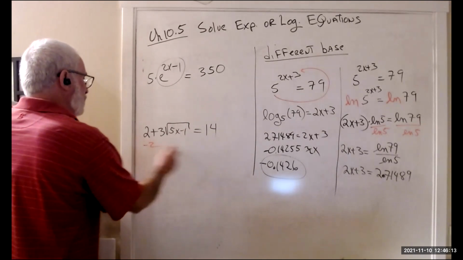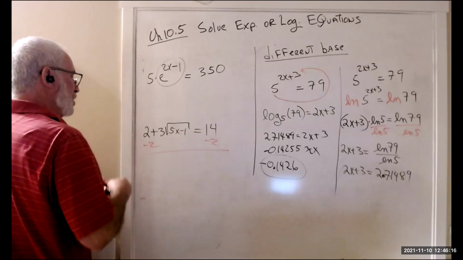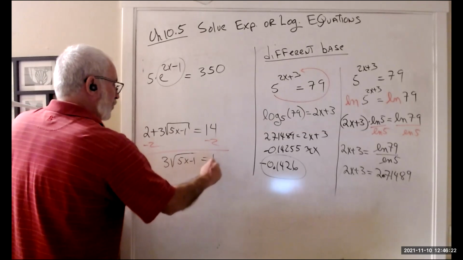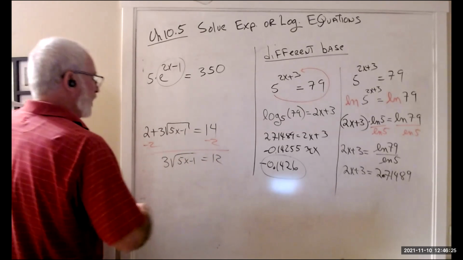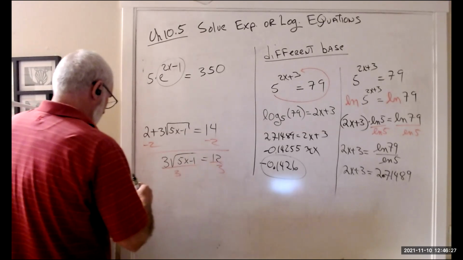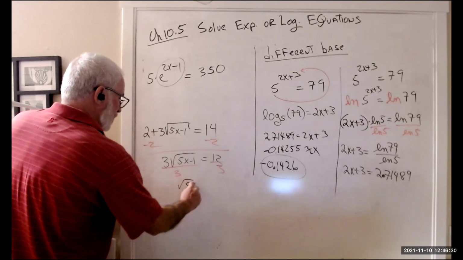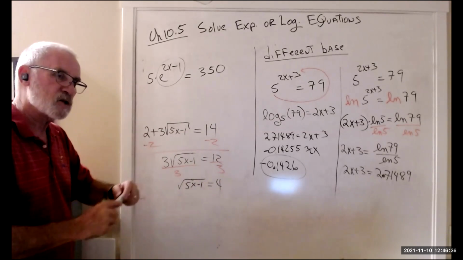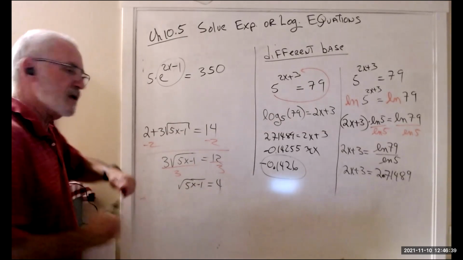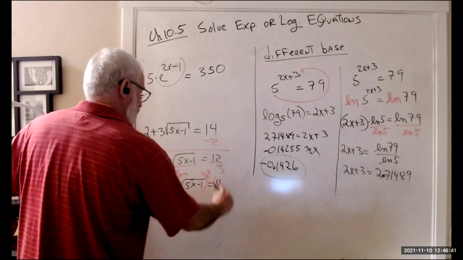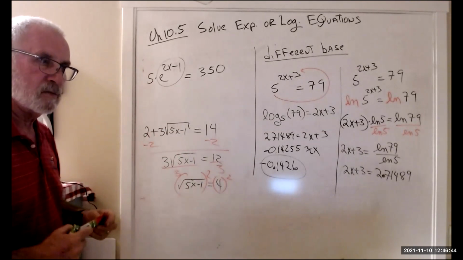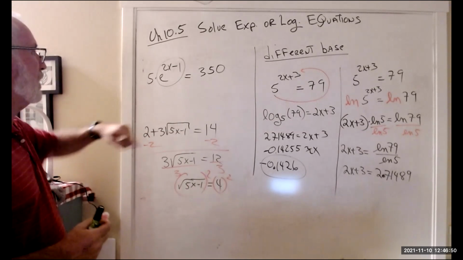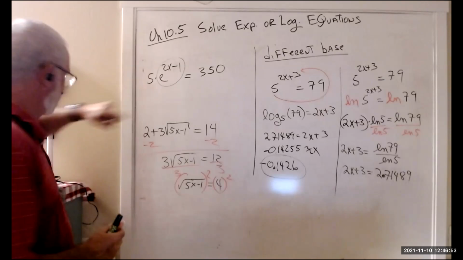So the first thing you did was take 2 away from both sides. That gave you 3 times the square root of 5x minus 1 equals 12. And then you divided both sides by 3, and you got the square root of 5x minus 1 equals 4. Now that you've isolated the weird thing, the square root, you can square both sides and finish off the problem. Okay. So my point was, whenever we had something weird, isolate it first.